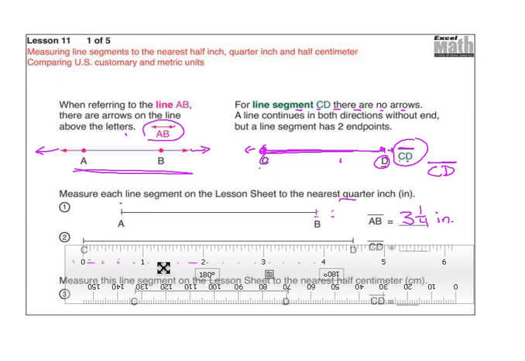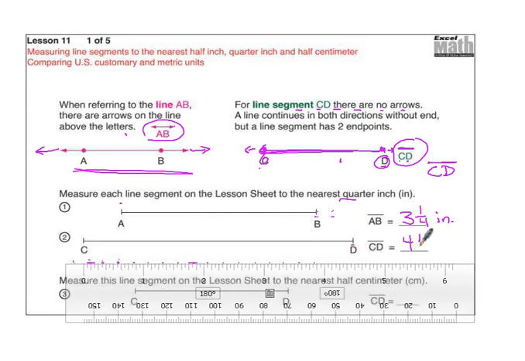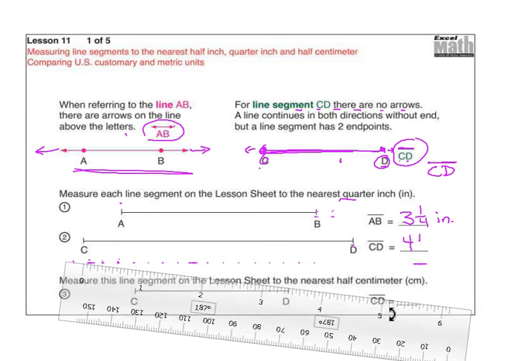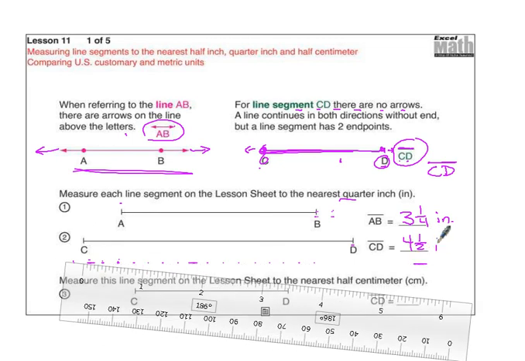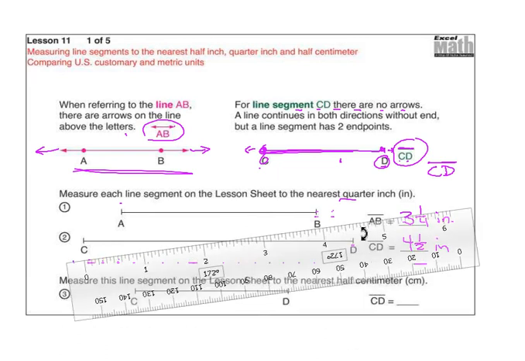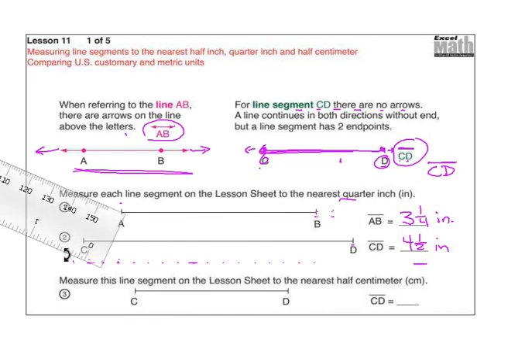Alright, what you see here is if you line up your ruler nicely, you're going to come right down to here at halfway between 4 and 5. So my answer is going to be 4 1/2. I got to get this out of the way here. 4 1/2 inches.